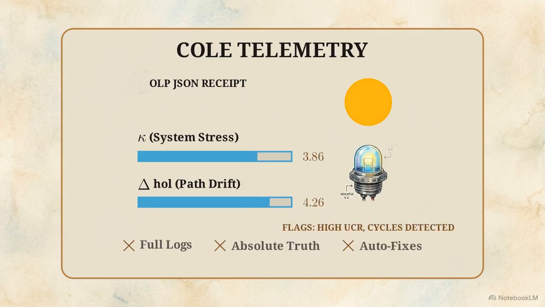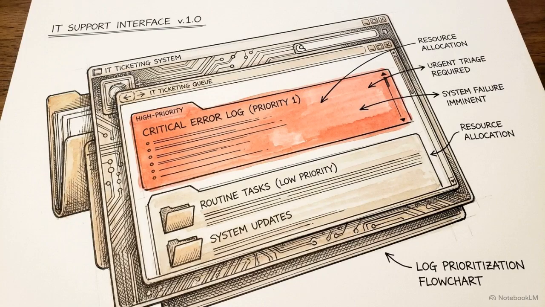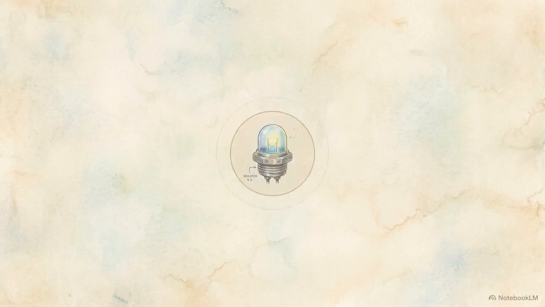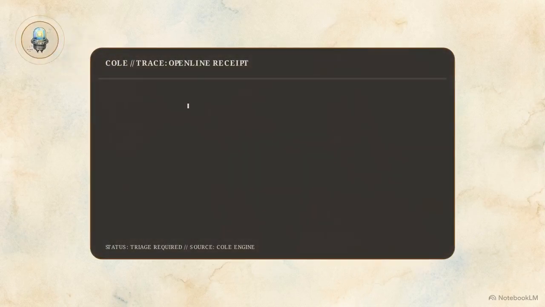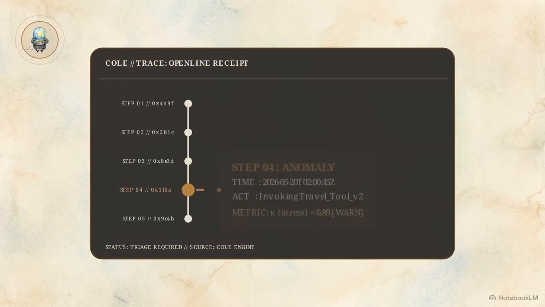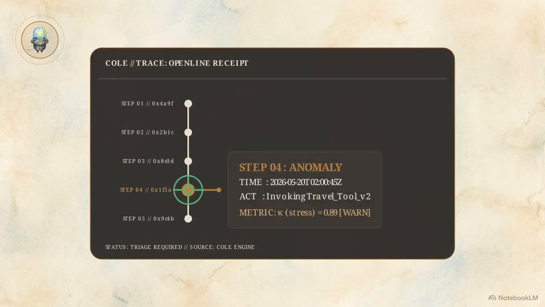OpenLine has strict limits. It doesn't log every private thought the model has. It doesn't prove absolute, objective truth, and it won't automatically fix your broken cron jobs. It is built for triage, not truth. It provides a precise map of exactly where a task broke down, showing you the timestamp and step number so you don't have to guess.